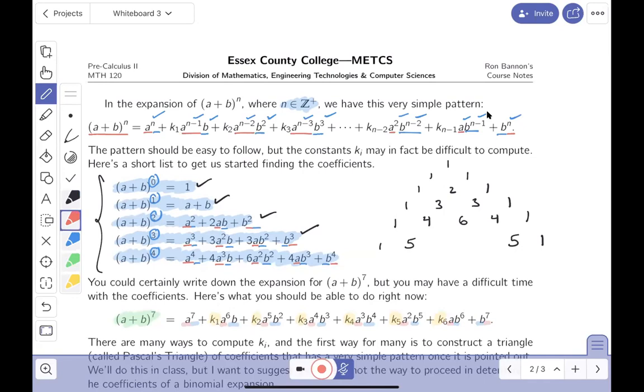It looks like this 2 here is the sum of those 2 prior entries. And it looks like this 3 over here is the sum of those 2 prior entries. This 3, sum of those 2 prior entries. 1 plus 3 is 4, 3 plus 3 is 6, 3 plus 1 is 4. 1 plus 4 is 5. 4 plus 1 is 5. I think I could put that one down. 4 plus 6 is 10.